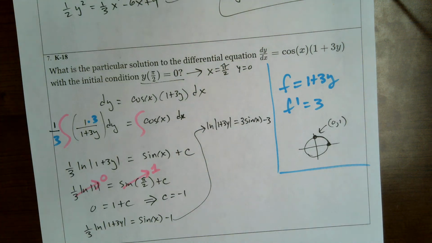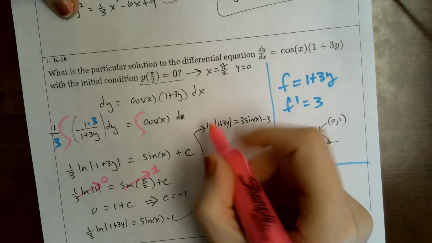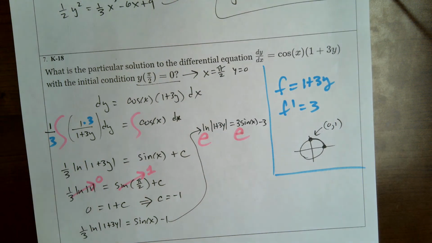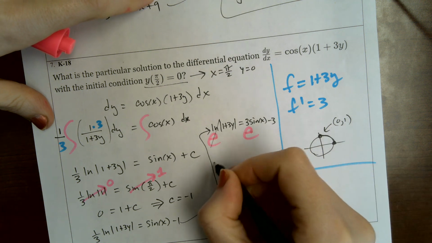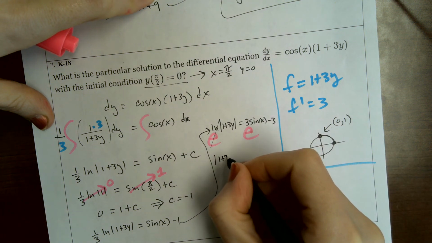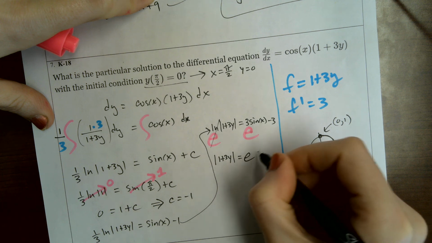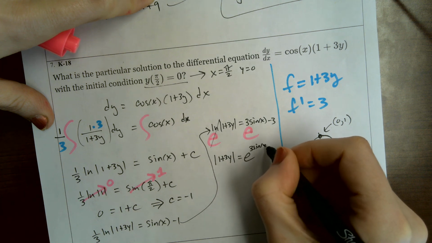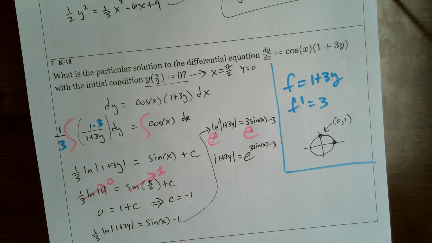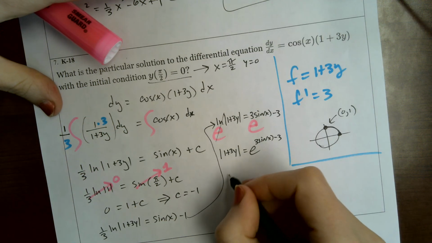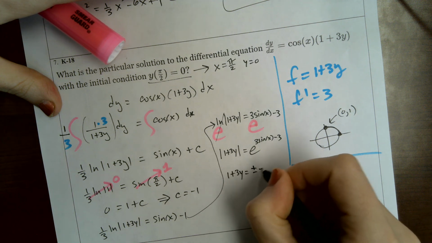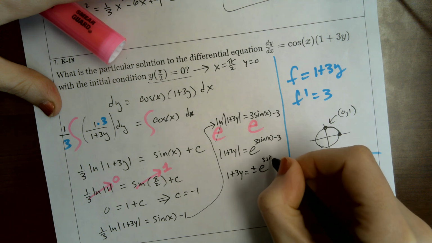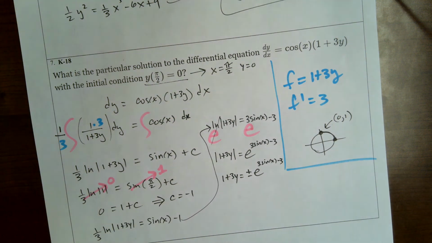Now, how do you cancel a natural log? By putting a base of e on both sides. So when you put a base of e on both sides, those cancel, and we get absolute value of 1 plus 3y equals e to that. Now, if you're going to solve for y, you need to drop the absolute values. So you can drop the absolute values if you put a plus or minus there.